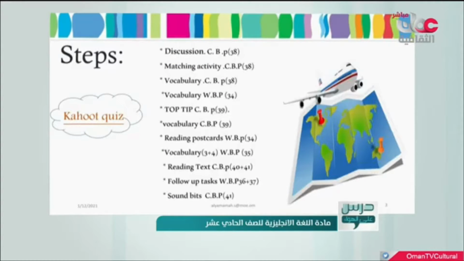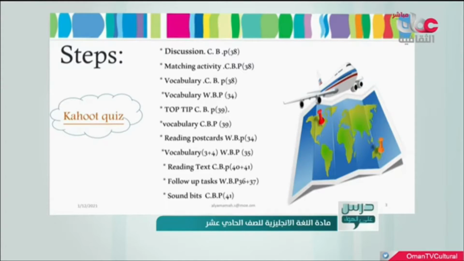The lesson will follow this procedure. We will start with a short discussion related to the coursebook, page 38. Then we will have a matching activity in the coursebook, page 38 too. We will have two vocabulary tasks, one in the coursebook and the second one in the workbook, related to the matching activity. Then we will have a highlight in the top tip task in the coursebook, page 39. After that, we will move to a vocabulary task in the coursebook, page 39. Then we will have reading postcards in the workbook, page 34.